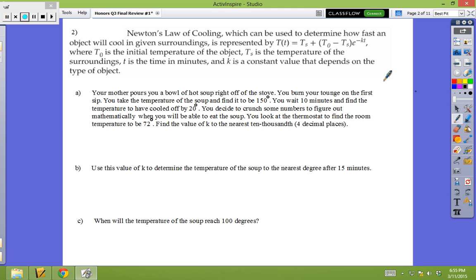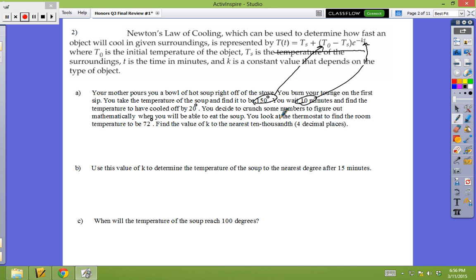Okay, number 2 is another equation that's going to require logarithms to solve. So you're given the formula right here, and we're given all the numbers. We've got to figure out what to plug in. So 150, that is our initial temperature, that's T sub 0. 10 minutes, this is going to be the time, so we're going to plug that in for T. Okay, 10 minutes, and the temperature has cooled off by 20 degrees.